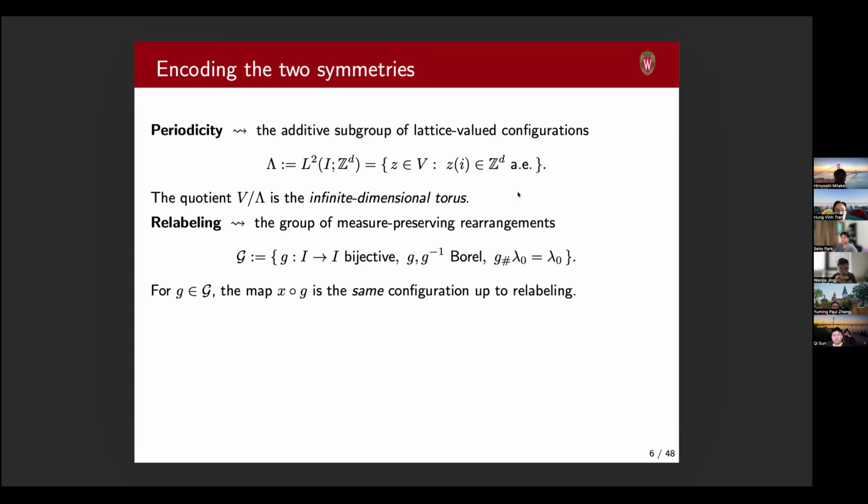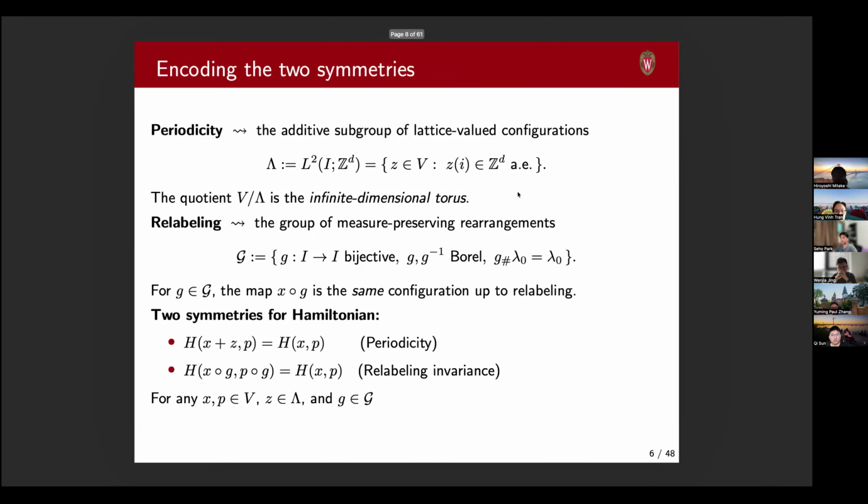Okay. So for the bijection G, if we have a configuration X in V, then X composed with G represents the relabeled configuration. So those are the same physical state. And using those two spaces, we can encode the symmetry into our Hamiltonian. So similar to the finite dimensional setting, H(X+g, P) is the same as H(X, P), where g is in Lambda. And also H(X∘G, P∘G) is the same as H(X, P), where G is the rearrangement bijection.